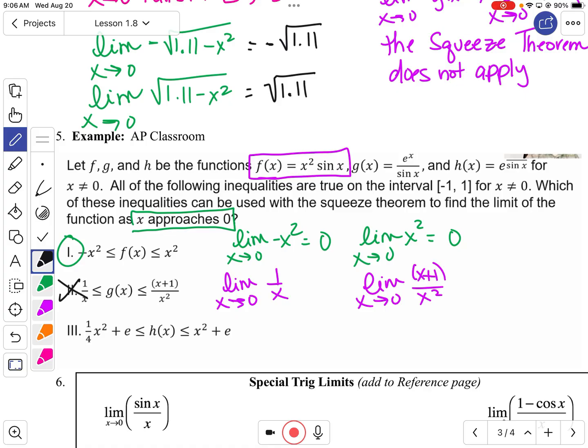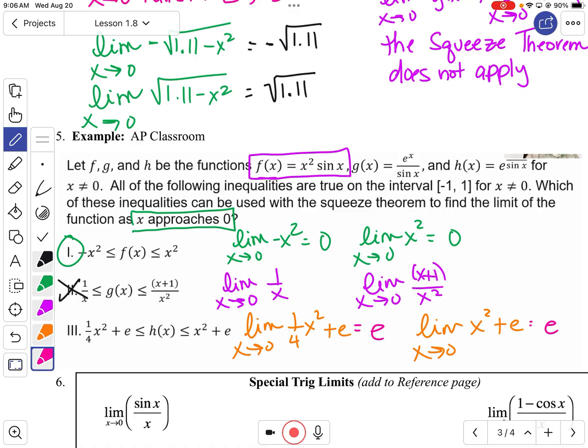And then we're going to do the same thing for the last one. We're going to take the limit as x approaches 0 of 1/4 x squared plus e, and the limit as x approaches 0 of x squared plus e. What would those limits equal? e. If I square 0, multiply it by 1/4, and add an e, I'm still going to get an e, so the squeeze theorem would work. It would only work for 1 and 2.